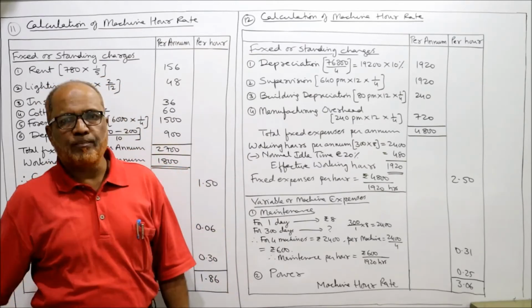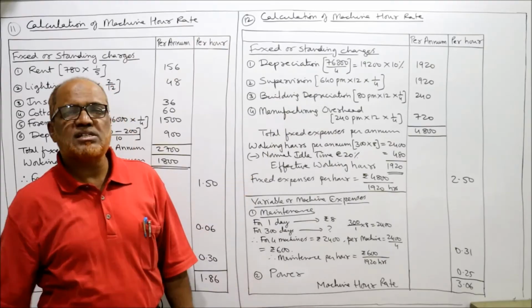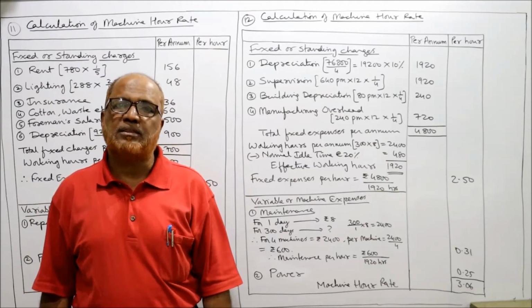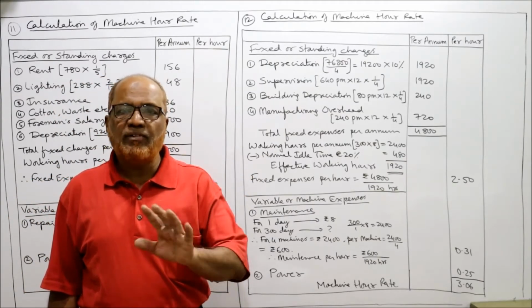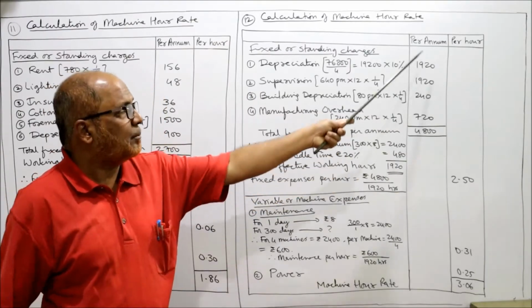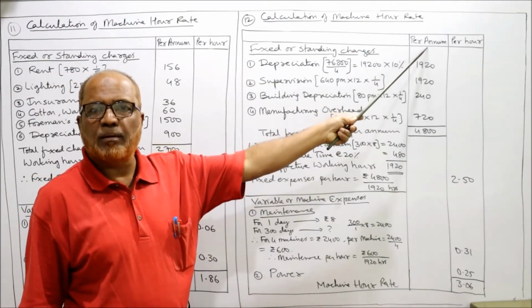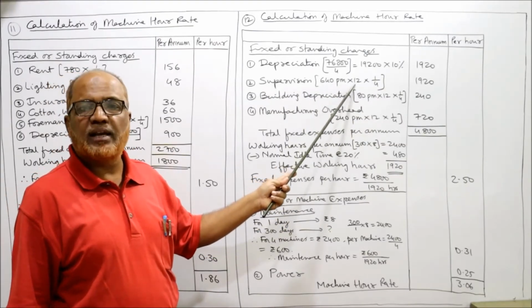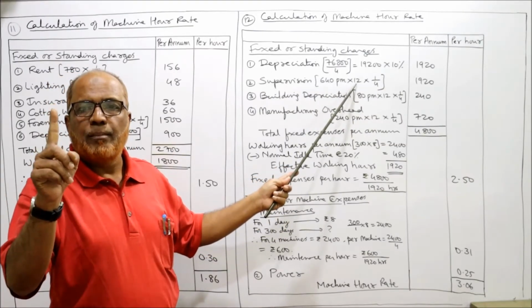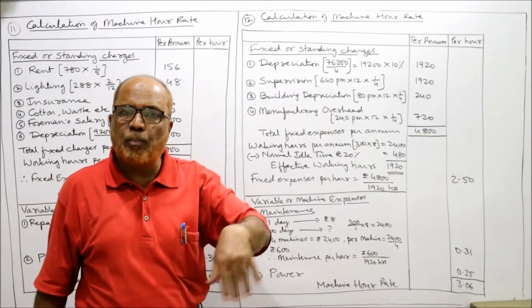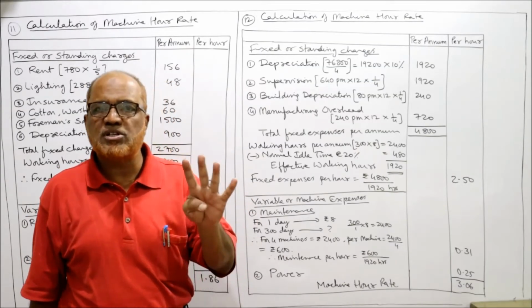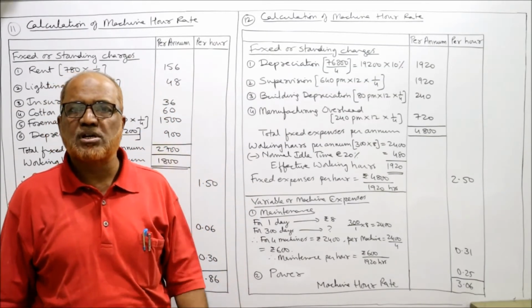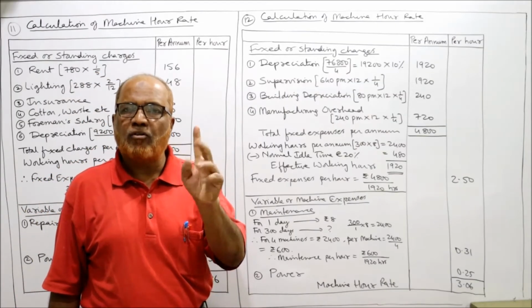Now, supervision. The supervision charges are given as 640 rupees per month. But we don't require per month, we want per annum. Our column is per annum. So multiply by 12. 640 into 12, you will get the supervision per annum. But supervision is done for the group of machines. Group of machines means how many machines are there? 4 machines. We require only for 1 machine.